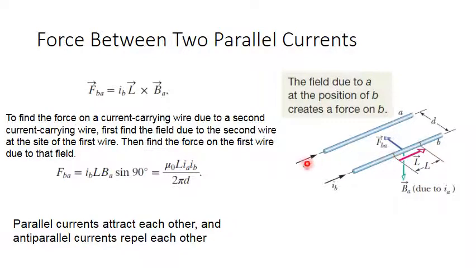So if the currents are parallel and in the same direction, the force between the two parallel wires will be attraction, and vice versa. If the currents are in opposite directions, the force between the two wires would be repulsion.